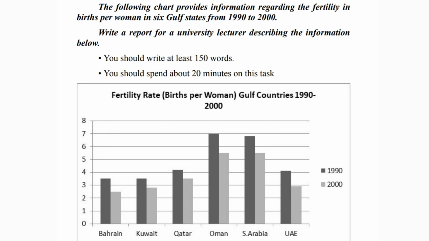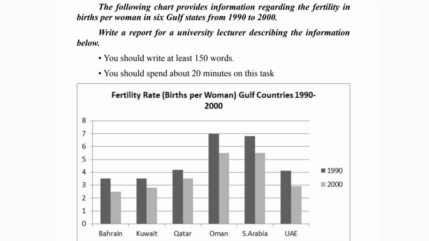And if we write the trend of first three countries in both the years in first body paragraph, we can group Bahrain and Kuwait. But we can't group Qatar with any country because we'll be only writing first three countries in one body paragraph.